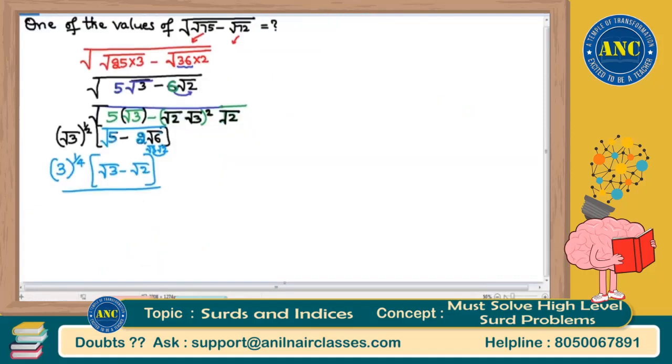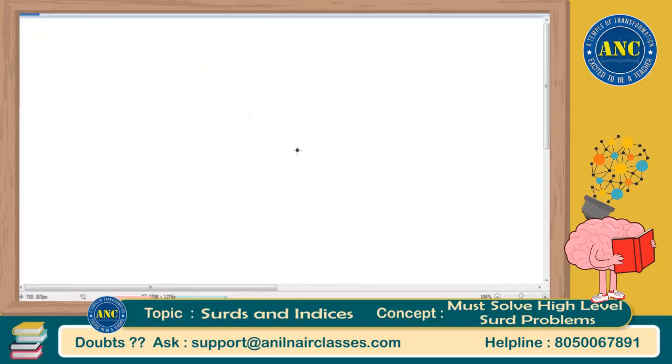I believe the idea is clear. Final answer is nothing but 3 power 1 by 4 into root 3 minus root 2. Next question.